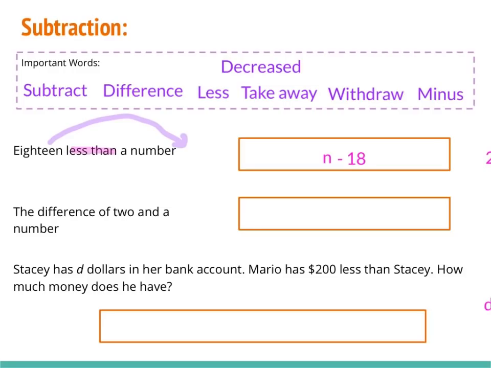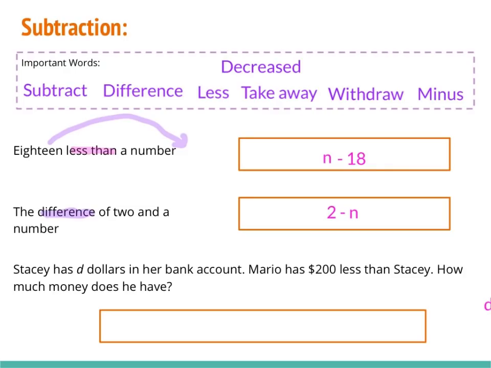The next one says the difference of 2 and a number. Now again, I see the important word difference, so I know that I'm going to be talking about subtraction. The difference of 2 and a number, since the 2 came first, and I don't see any of those special phrases telling me to move it anywhere, I know that it's going to be 2 and a number, so 2 minus n. Again, they didn't give me the variable. I could pick any variable I wanted. Since I started with the letter n, I made the letter n the variable I chose.